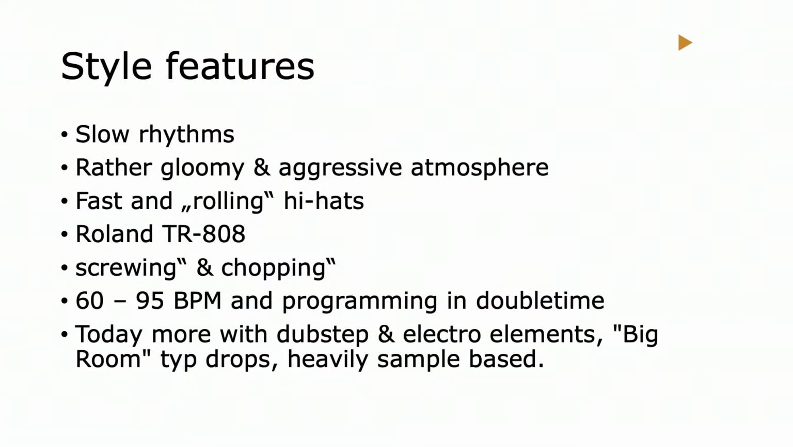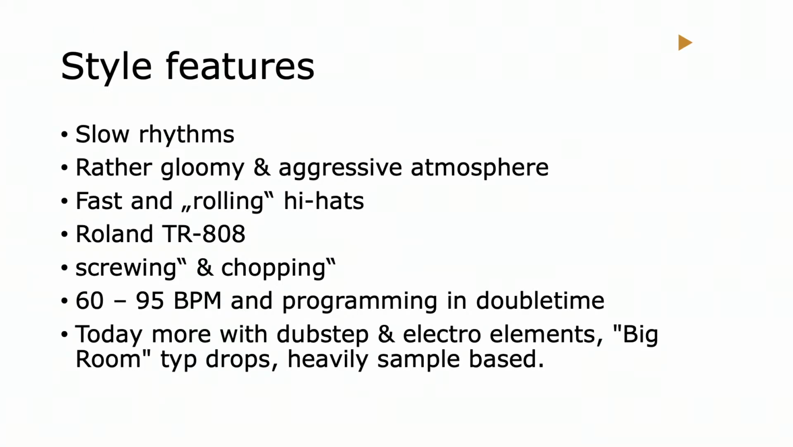The next style feature is the BPM in trap music. It's mainly 60 to, I would say, 95 BPM. And the programming is actually in double time. Later on, you'll see in my DAW and also in Daniel's DAW that we produce trap mainly in double time of the BPM numbers shown at the front.